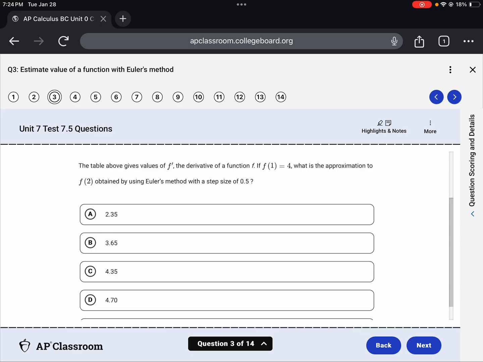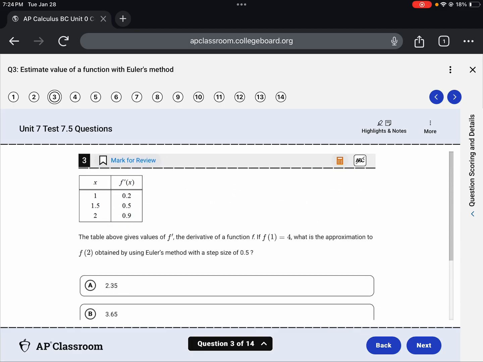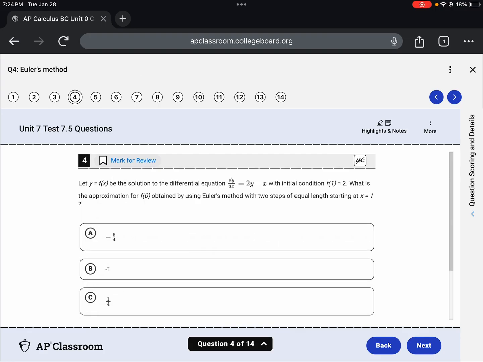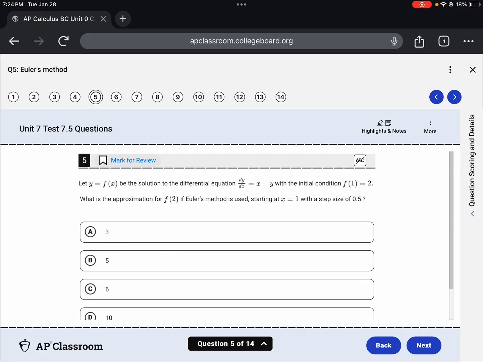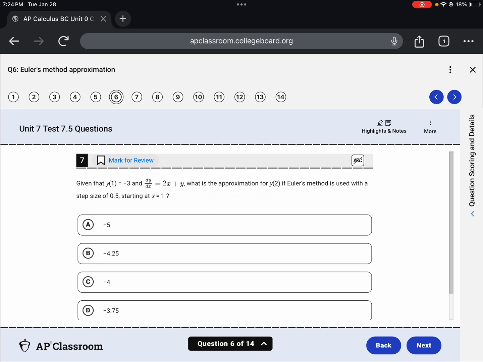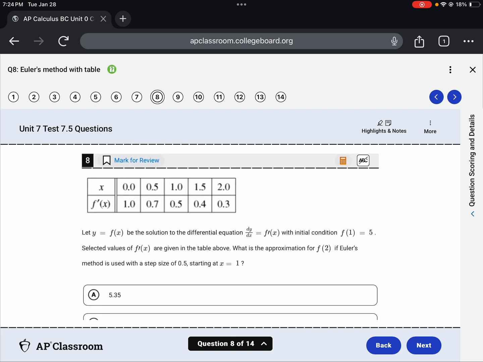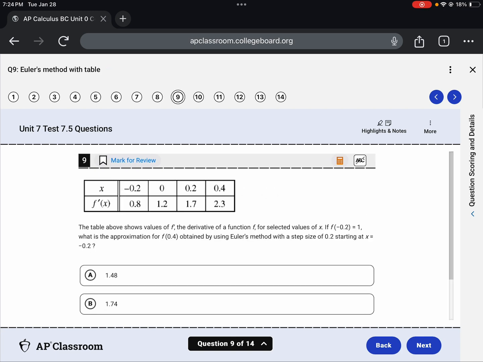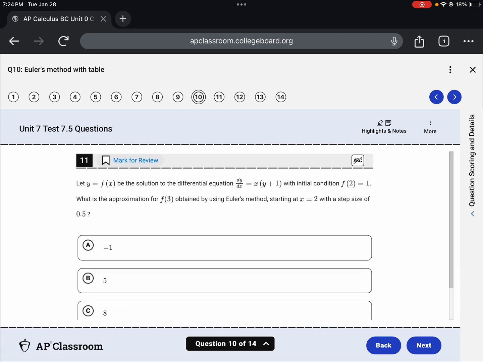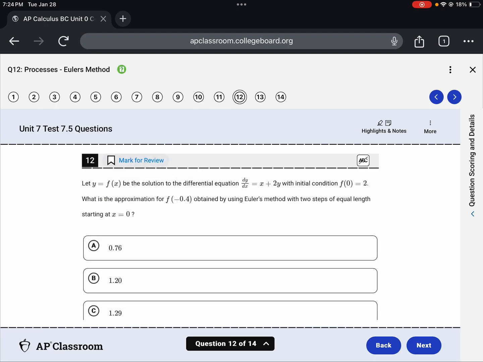So if you want to try something that's kind of out of the ordinary, 3 looks like it's kind of different because you're using a table. Let's see if there's anything else that kind of looks out of the ordinary. That one uses a table. Sometimes how y is defined might be different, but yeah.